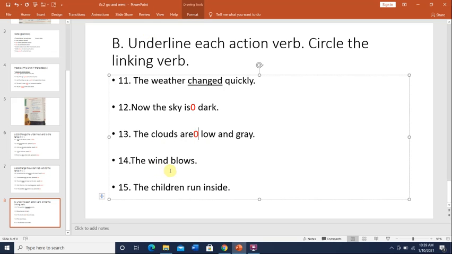Number 14, the wind blows. The wind blows. So the verb here is blows and it's an action, so we will underline it. Number 15, the children run inside. The children run inside. The children run. That's the verb. Is it action or linking? It's action. We will underline. Okay? And that was all.